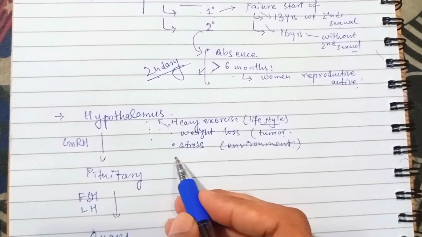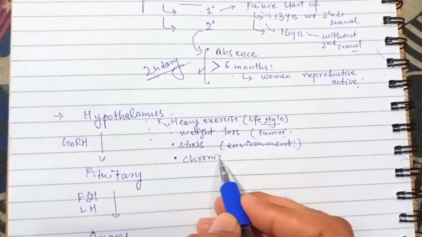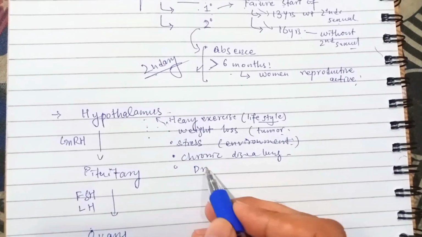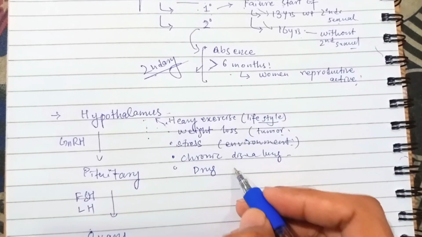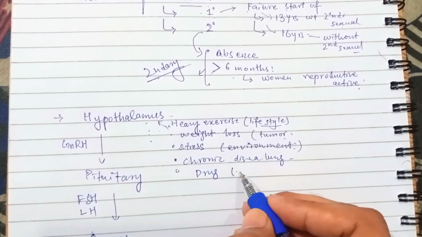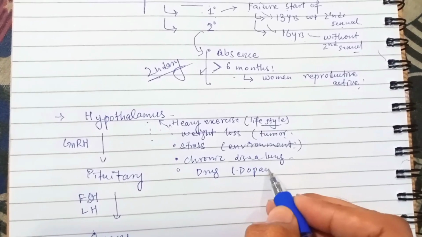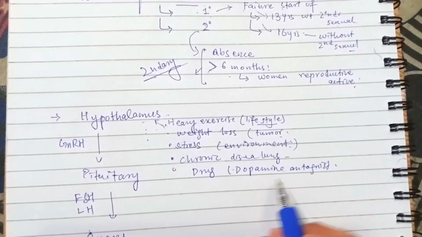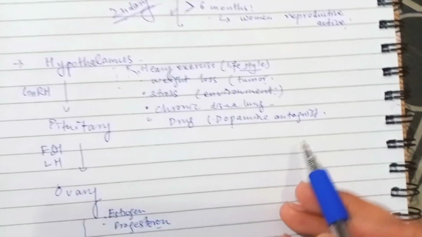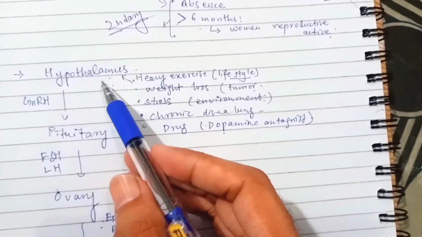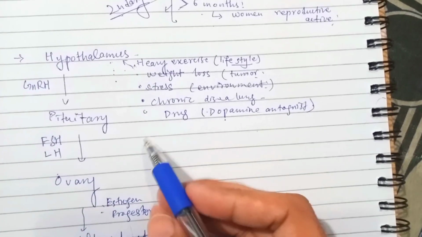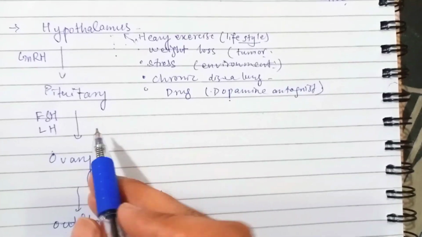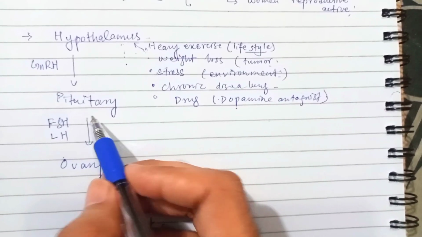Is there stress, environmental factors including family pressure or economic issues that ultimately affect the girl with amenorrhea? Is there any chronic disease of the lung, or drug history? Is she taking any drug that affects the hypothalamus, including commonly used dopamine antagonists? If she is using a dopamine antagonist, it affects the hypothalamus, and the hypothalamus ultimately affects menstruation of the female.